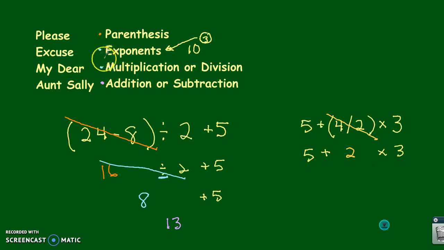Now again, I don't have any exponents, so I come to multiplication or division. So I start on the left side of the problem, always left to right. Multiplication comes before addition, so I have to do multiplication first. I have to do this second part of the problem first. 2 times 3 is 6. I'm done with that part of the problem. So I bring down my 5 plus. Addition or subtraction, left to right. 5 plus 6 is 11.